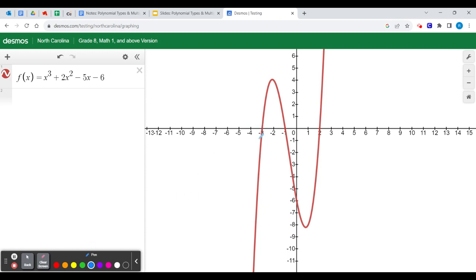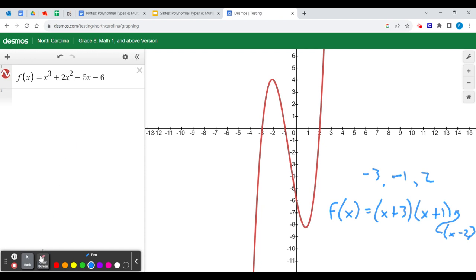We know we have zeros at -3, -1, and 2. So our factored form should be f of x equals x plus 3, x plus 1, times, and I'm running out of space here, sorry, x minus 2. Let's test that out.